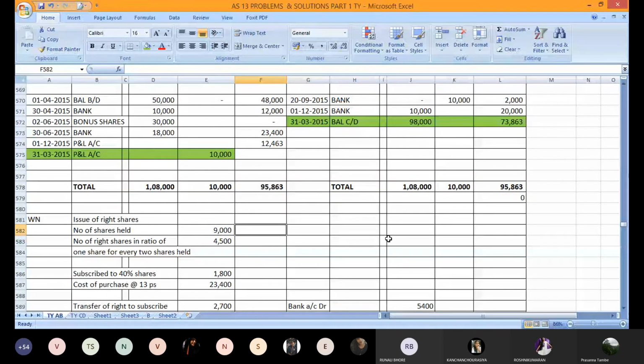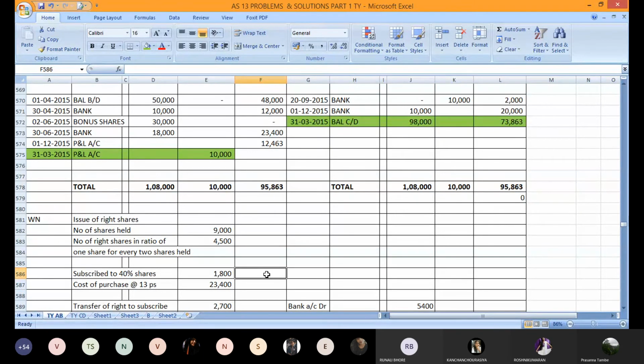Okay. Then going forward, what the investor has decided, he could have bought 4,500 shares, but he did not buy 4,500 shares. He subscribed only to 1,800 shares in the right issue. As a result, what happened? He had to pay 13 rupees per share for those shares. So 1,800 into 13 rupees per share, he paid 23,400 to acquire these right shares. Clear up to this stage also?